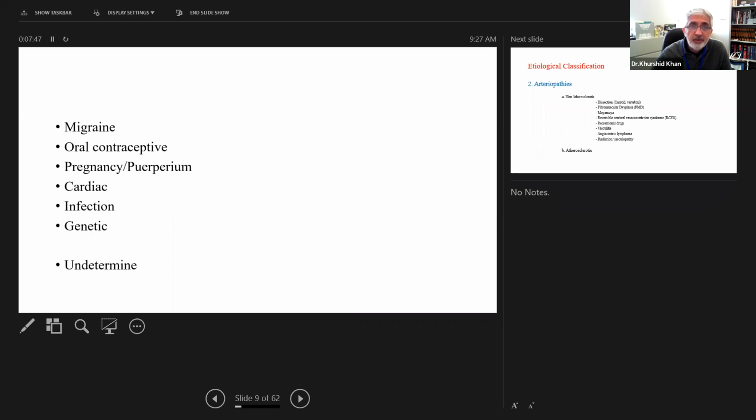In younger individuals, we also need to add other potential risk factors or possible etiologies, which are migraine, oral contraceptive pills, pregnancy and the puerperium period, cardiac disease, infection, genetic causes, and, as I said, undetermined factors are there in a significant number of individuals.